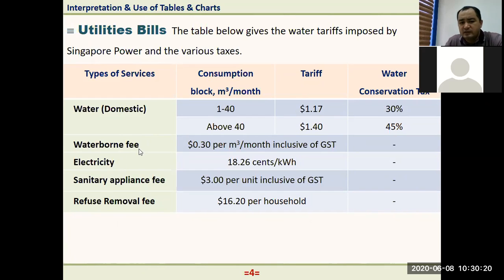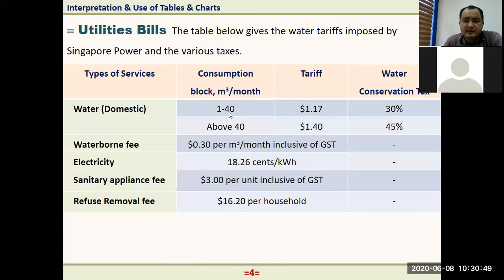After we study this, actually you should be able to interpret any kind of data similar to this table. If they just give you the information, we can just look at the table and we should be able to understand and interpret this data, okay? So here, water domestic. This water, as you know, is the water that we use for our bathroom, toilets, anything, right? So it says here consumption block, meter cube per month.